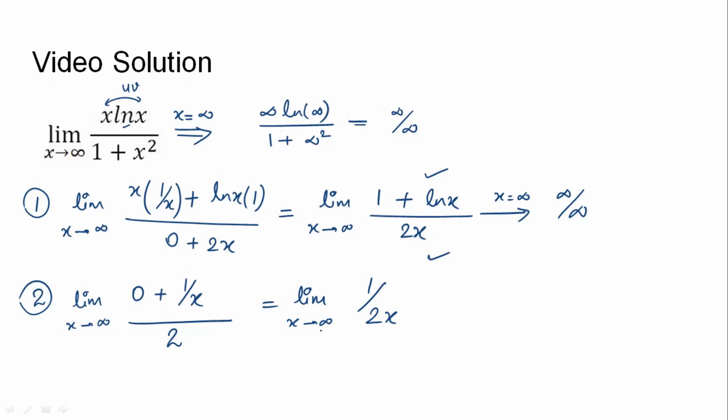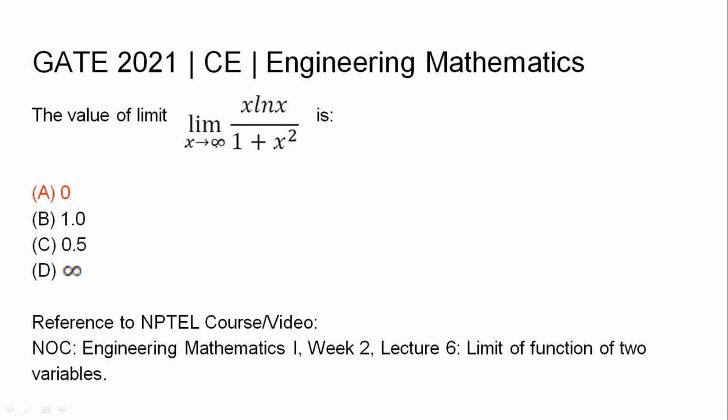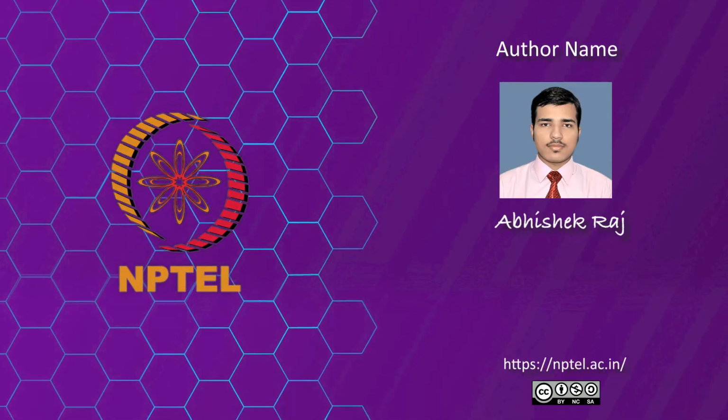When we substitute x extending to infinity in this, we would get 0, which is a real number, and this will be our applicable answer. So the value of the limit x tending to infinity x ln x by 1 plus x square was found out to be 0 using L'Hospital rule, where we differentiate the numerator and denominator separately and substitute the values of the limit. In case we do not get a real number, we differentiate it again and then substitute, and so on. The relevant NPTEL reference has been listed.